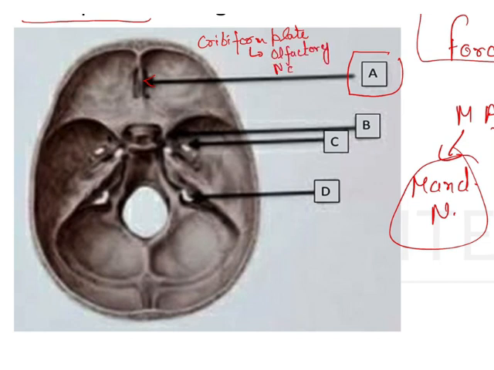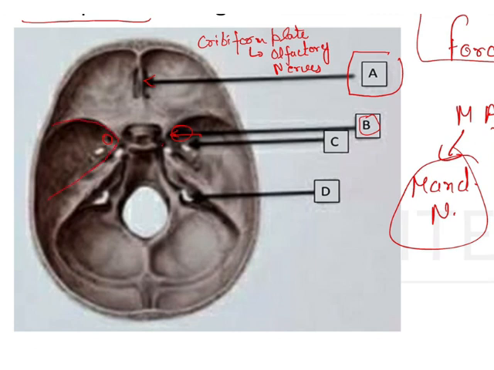Actually, this cribriform plate is a part of the ethmoid bone, and it separates the anterior cranial fossa from your nasal cavity. Then B is there. Now here it is going in dark completely. So if this is the condition, you have to see the contralateral side. B must be pointing towards here, and this is going to be your sphenoid bone.